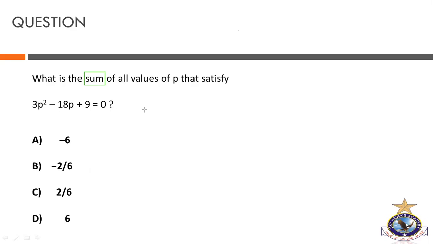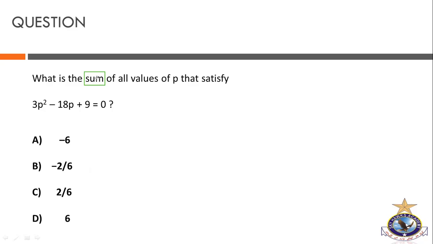So why this? If the sum is not there, what are those values of p for which this is satisfied? If the sum is not there, then you are absolutely right. Now let's see.